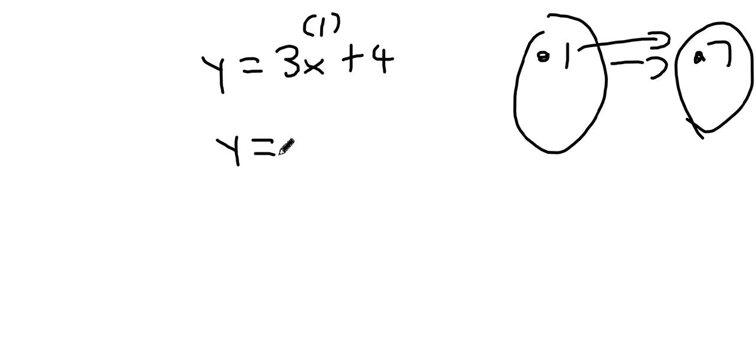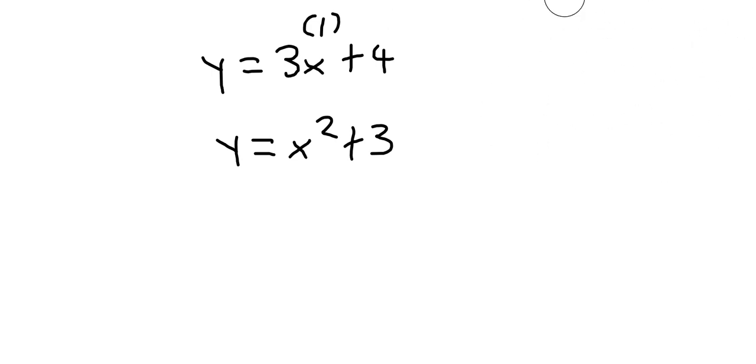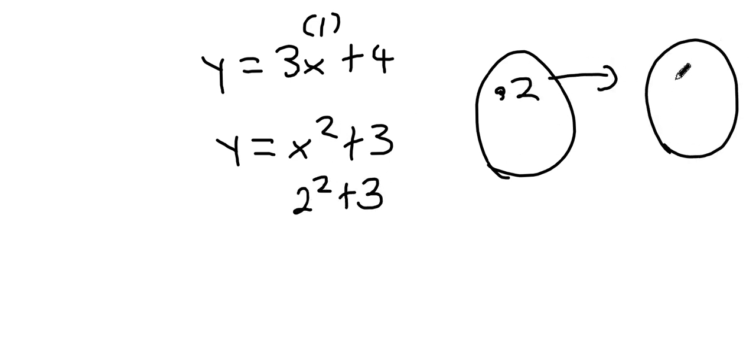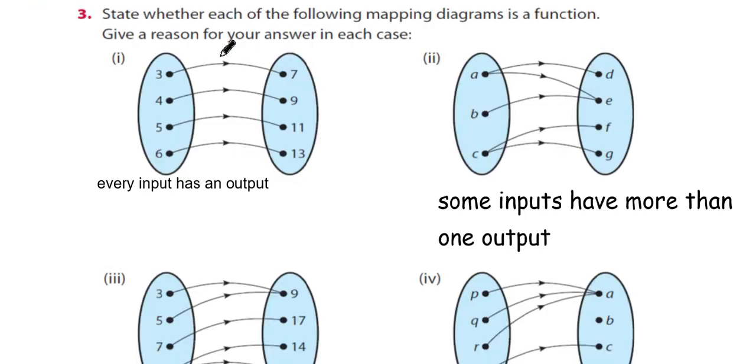Even if it's a squared question, if I had y equals x squared plus 3, once again, I can put in any number I want here. If I say the number 2, what happens to the number 2? 2 squared plus 3. What's 2 squared plus 3? 7. 2 turns into 7. Is there any other answer to that question? No. Every input only has one output. So B is right, but A and C are wrong. So that can't be a function.